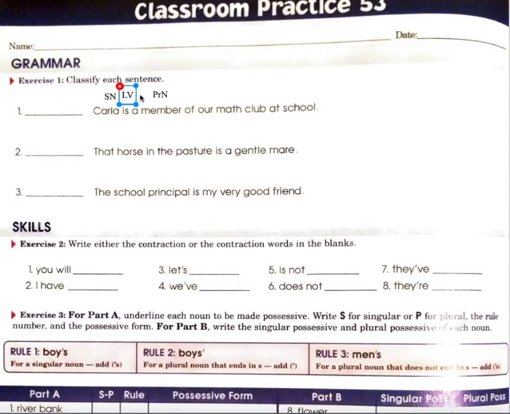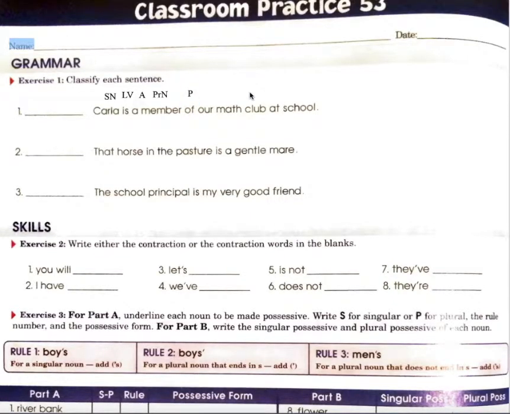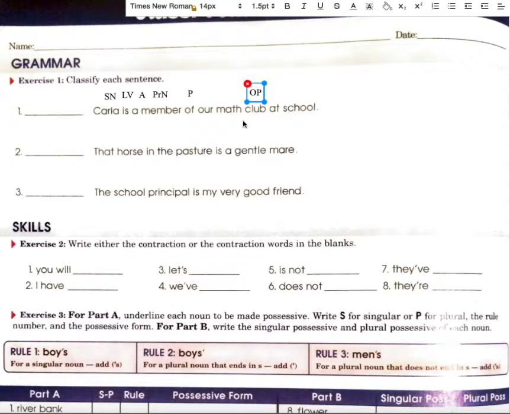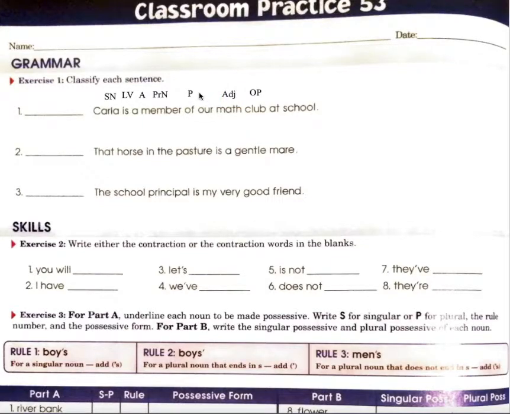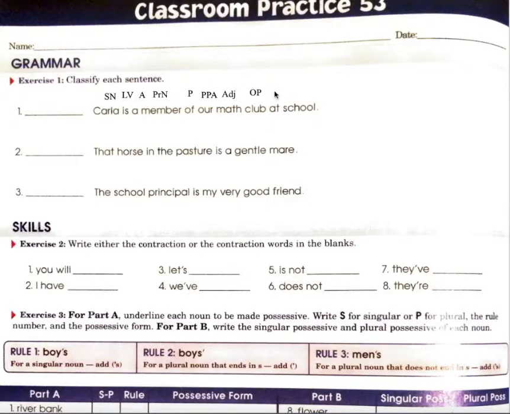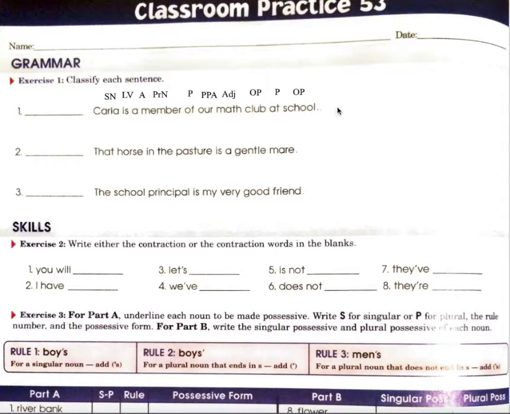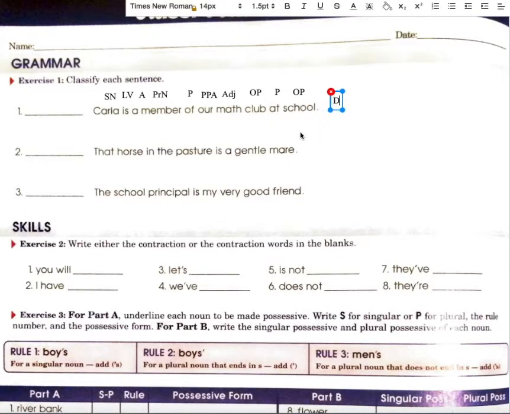A is an article adjective. Of is always a preposition. Of what? Club. Object of the preposition. What kind of club? Math club. Adjective. Whose math club? Our math club. Possessive pronoun adjective. At is always a preposition. At what? School. Object of the preposition. Period, statement, declarative sentence.